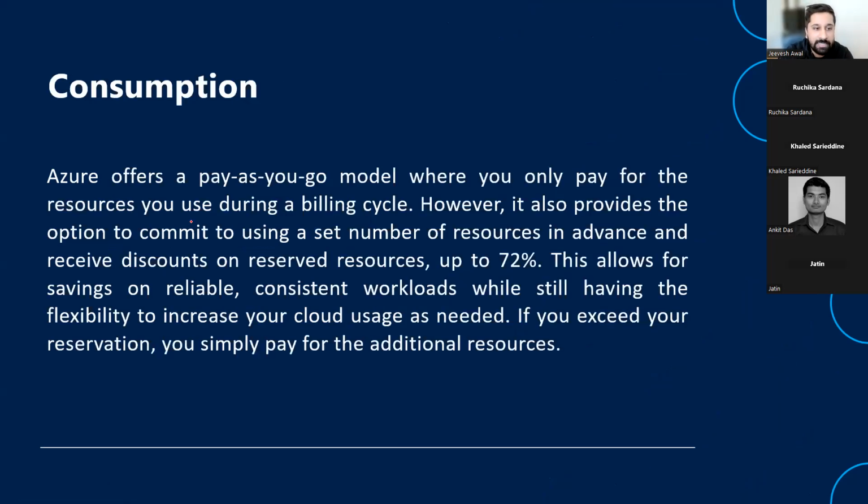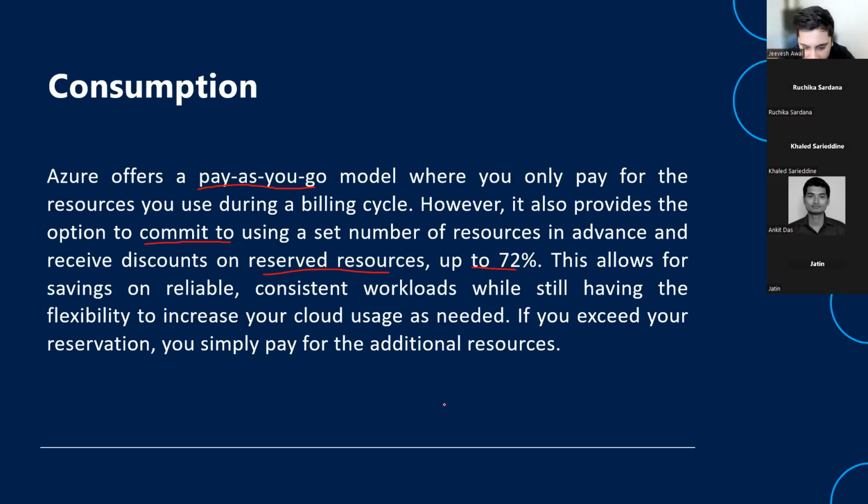Going forward, the next thing is consumption. So Azure offers a pay-as-you-go model, which we all know. So, you get a monthly bill. If you use it for 10 hours, you get a bill for 10 hours. Use it for 50, you get a bill for 50. You use it for 100, you get a bill for 100. Okay. However, I just talked about this in the previous slide. You can commit and you can get a discount, which is called a reserved resource.